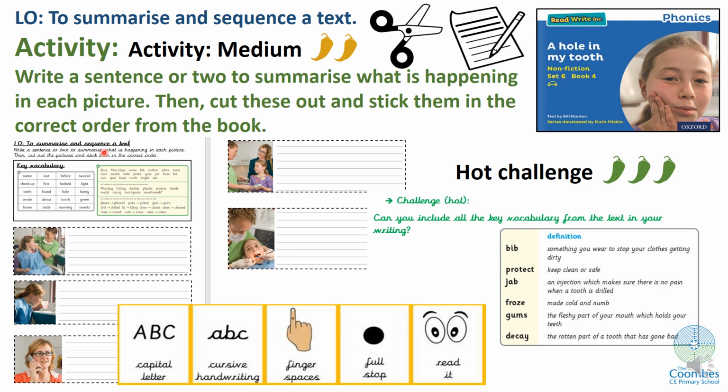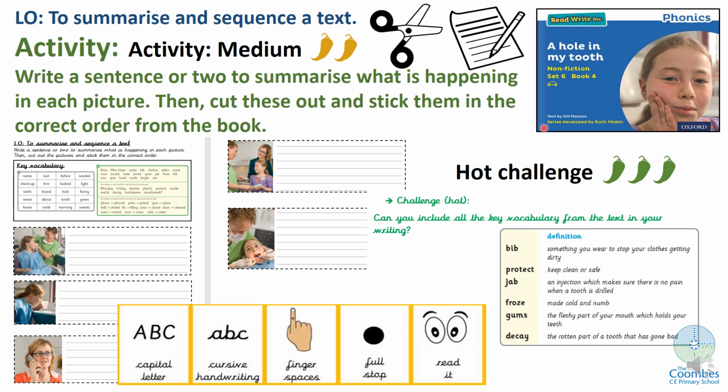The medium activity, it's getting a little bit trickier. So for each picture, instead of just discussing it, you need to write a sentence or two sentences to summarise what is happening in each picture. So I don't want you to copy from the book. You need to use your own sentences to write what is happening in each picture. After you have written a sentence or two for each one, you need to cut them out and then stick them in the correct order.